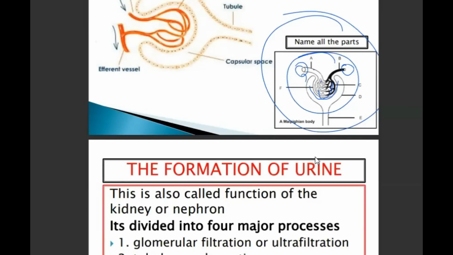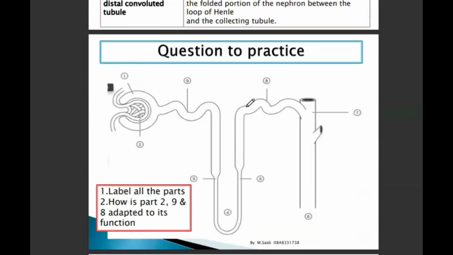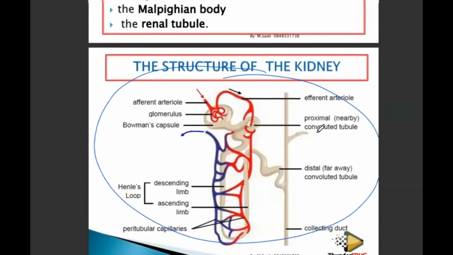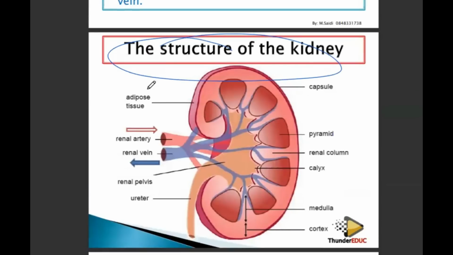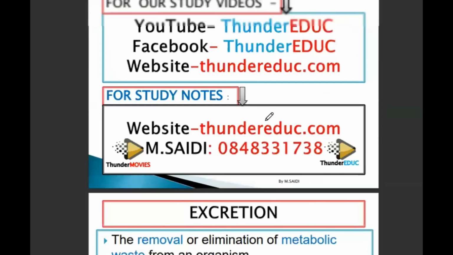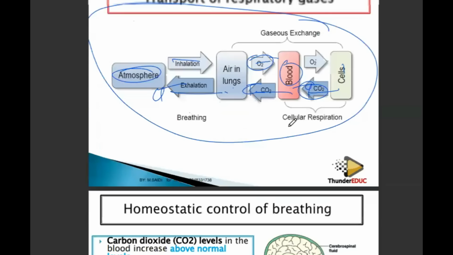The adaptations. Why is this coiled? So basically, why is this also coiled? This is to convert tribute. Know how to label. Don't make a mistake, guys. We're not setting papers to kill you. We are setting papers so that you pass.